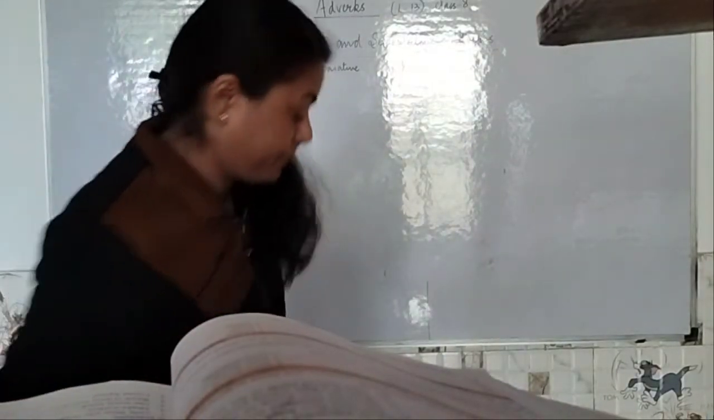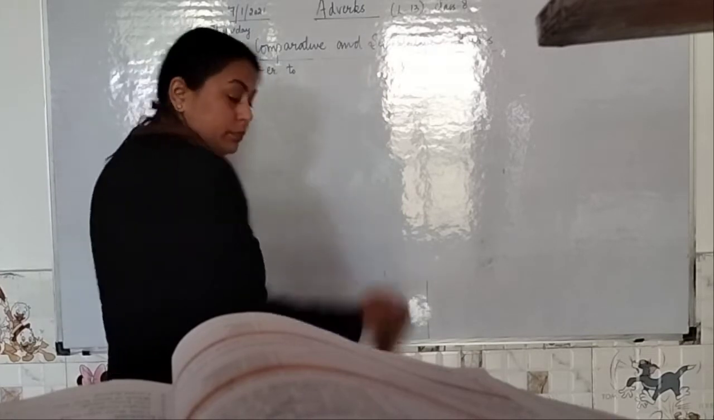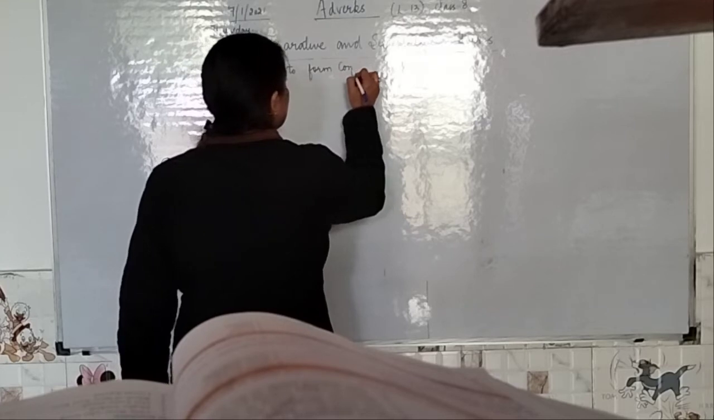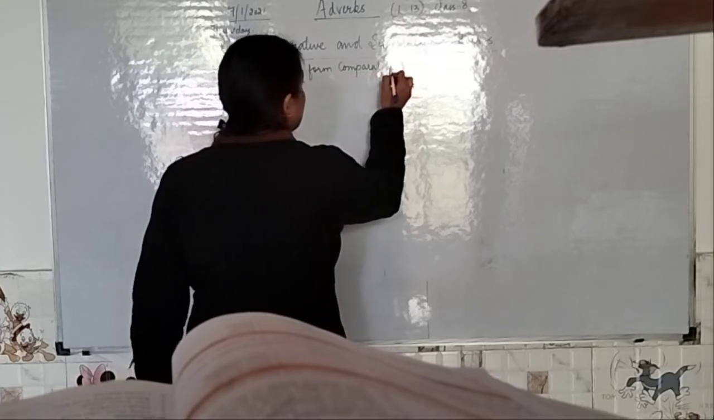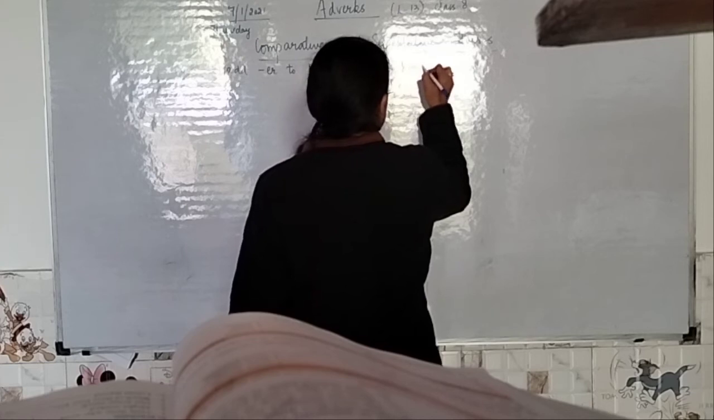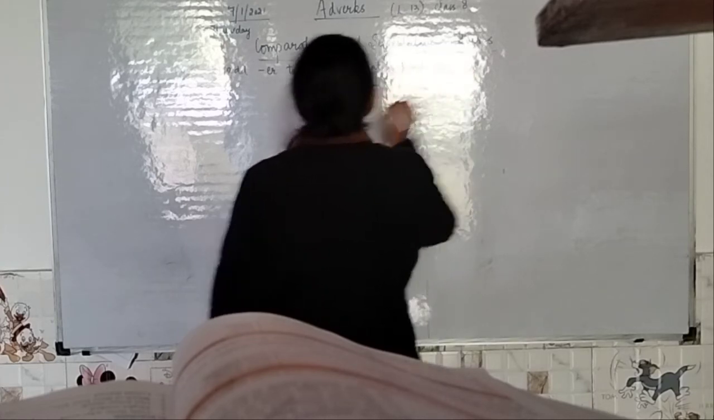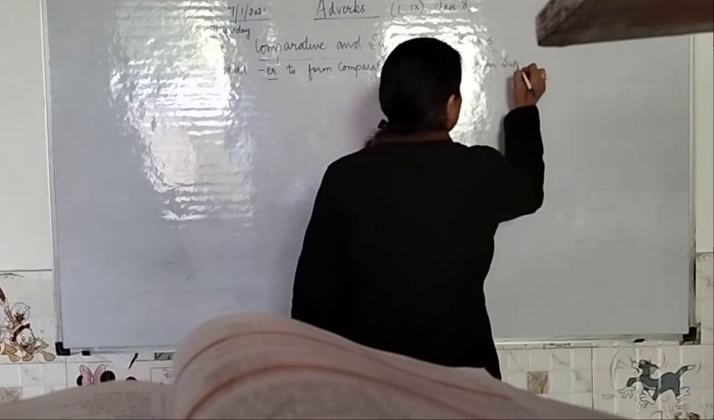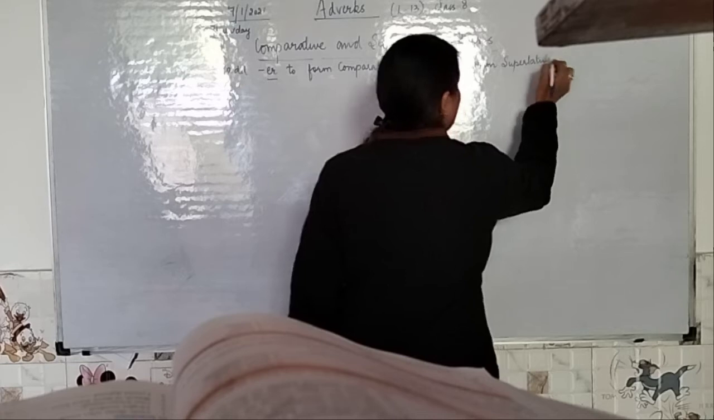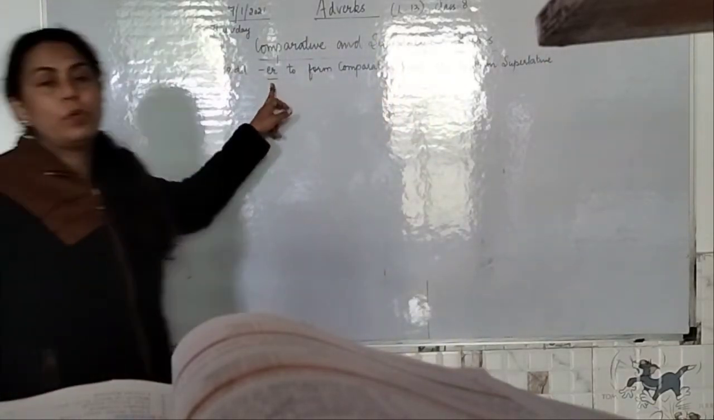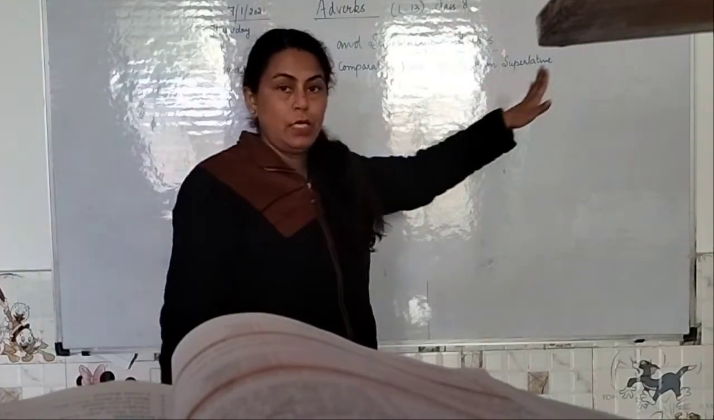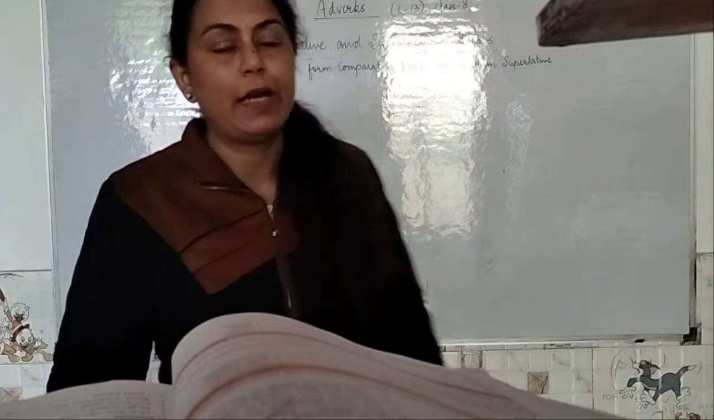Er to form comparative and est to form superlative. So at the end of the word we add er if we are talking about the comparative degree, and we will add est if we are going to form the superlative form of that adverb. Take the example hard.